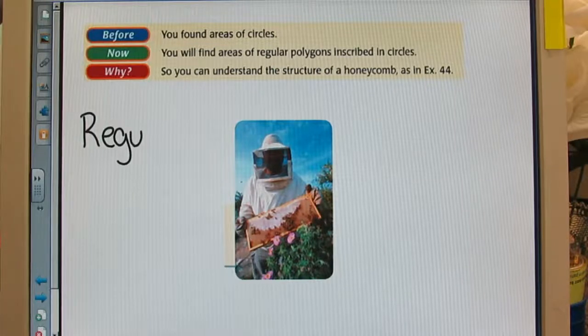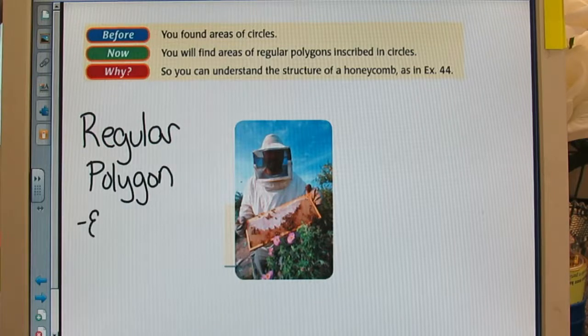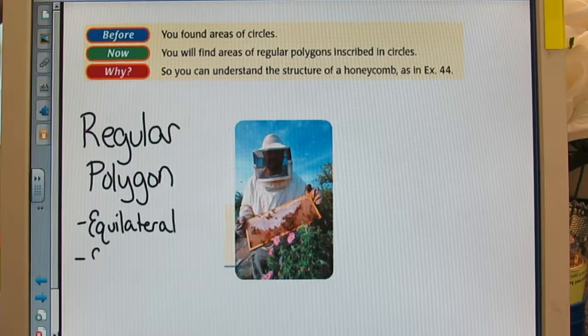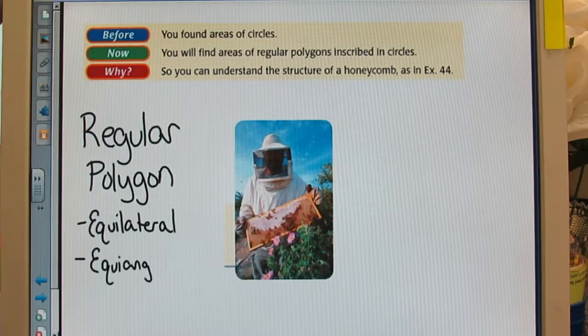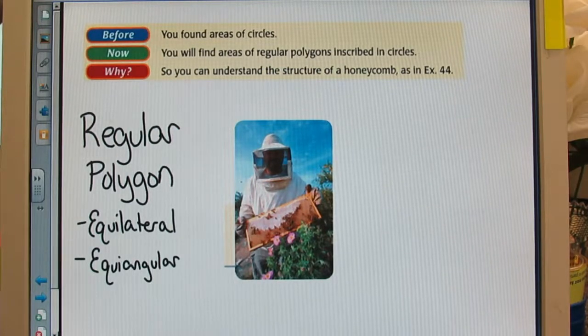But what is a regular polygon? What was our definition? Well, a regular polygon is a polygon that's both equilateral and equiangular. So that means that it has all sides congruent and all angles congruent.